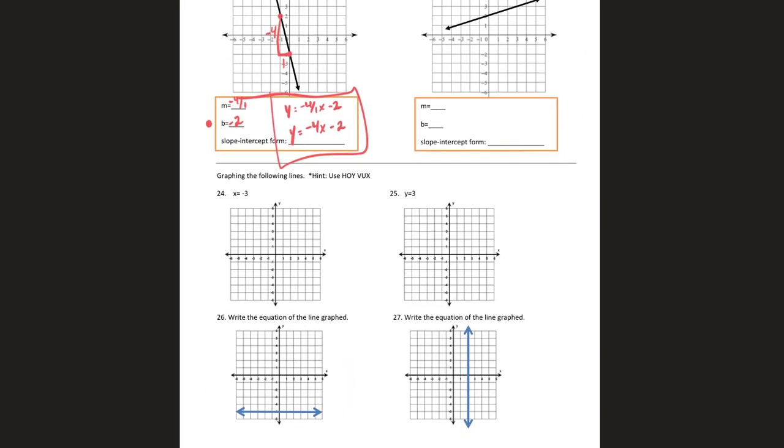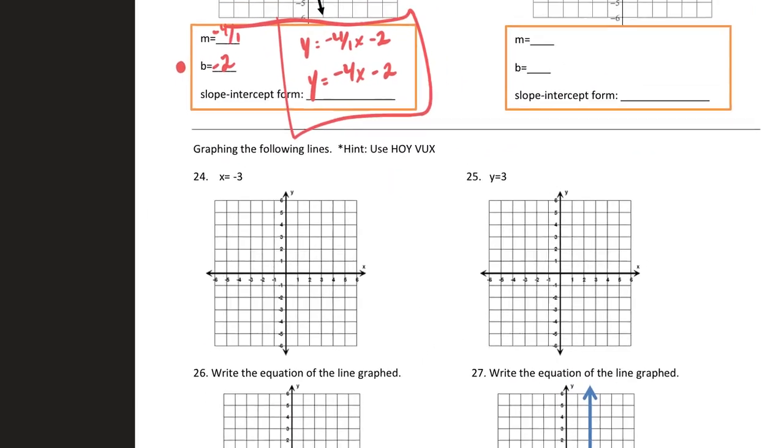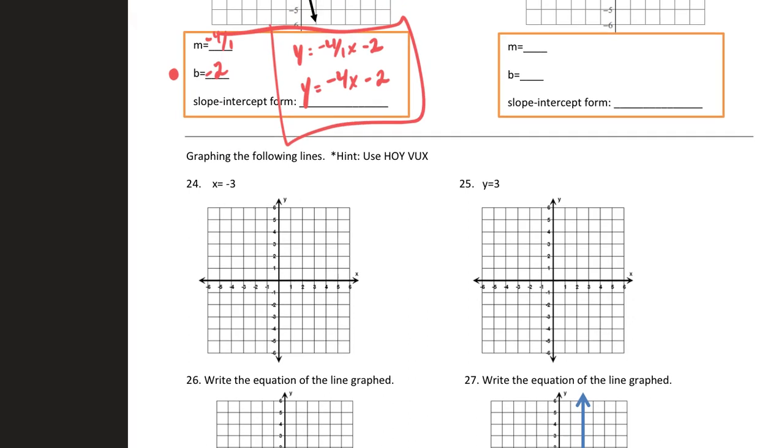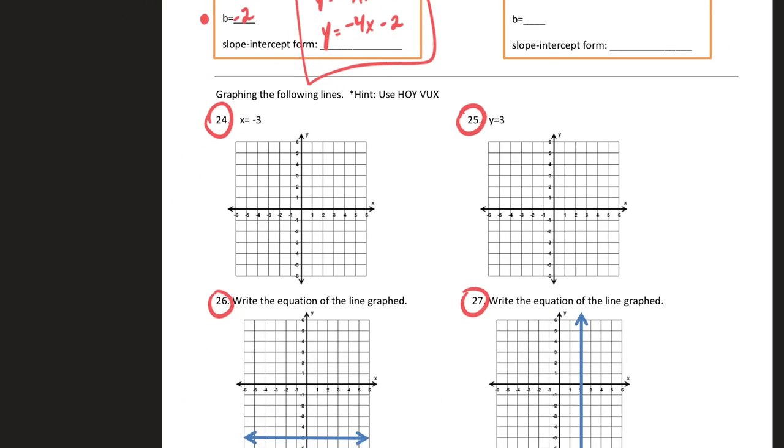Then lastly, you're going to graph these. Okay, now I'm not going to do these. We've done them on previous days. I want you to see what you can remember. Then here on these, you're going to write the equations for them.